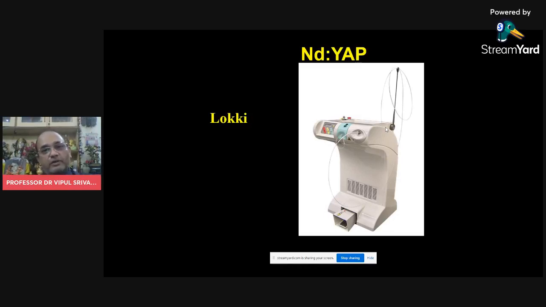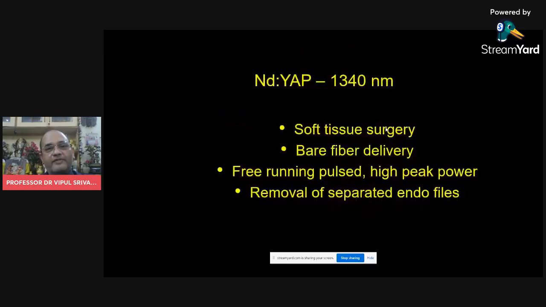The advantage of this particular laser was that it produces very high heat for a fraction of a second. So if you notice the use of this particular laser, besides soft tissue surgery and bare fiber delivery, they have the advantage of removal of separated endo files. What I mean by that is the concept: you create a very high temperature for a fraction of milliseconds, so that the file which is fractured in the canal melts and gets stuck to the delivery portion of the laser. When it melts within a fraction of a second and the metal cools down, it sticks to your delivery system, and you can pull it out.